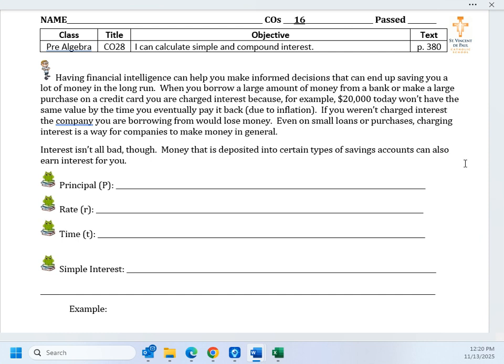And these companies are about making profit. So they're going to charge you interest. Even on small loans or purchases, charging interest is a way for companies to make money in general. They want the profit. Interest isn't all bad though. Money that's deposited into certain types of savings accounts can earn you interest. So if you have special accounts set up, your money can make money for you because you're getting interest on that money in your savings account. So sometimes the interest works in your favor, but a lot of times it doesn't.